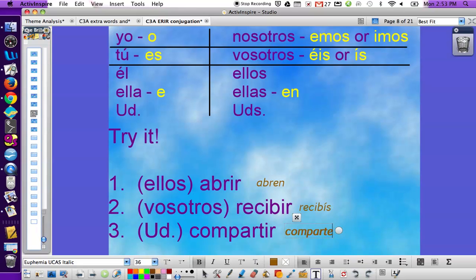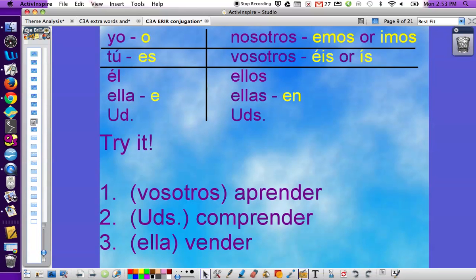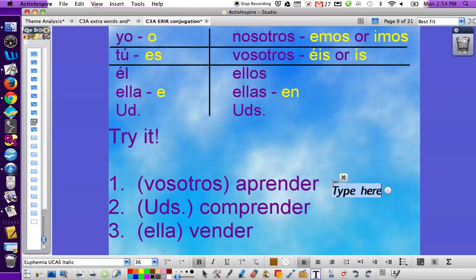Usted comparte. One more round. Try these. Again, pause, and when you're ready, hit play. For vosotros aprender, I'm going to have to pay attention to the fact that it is an ER verb. So I'm going to take off my ER and add E with an accent, IS, because it's an ER verb. Vosotros aprendéis, which means you all learn.